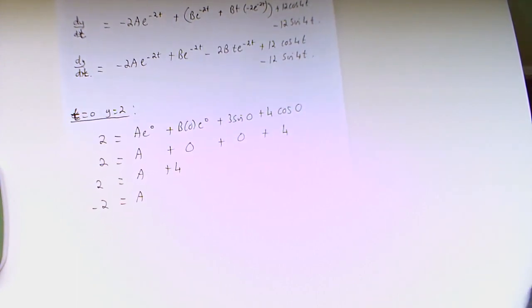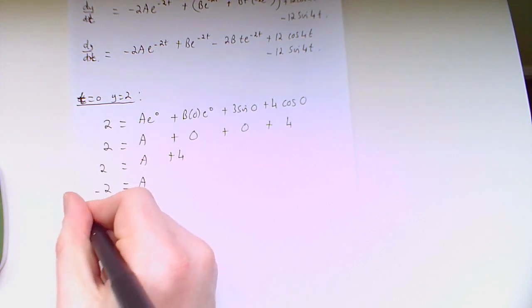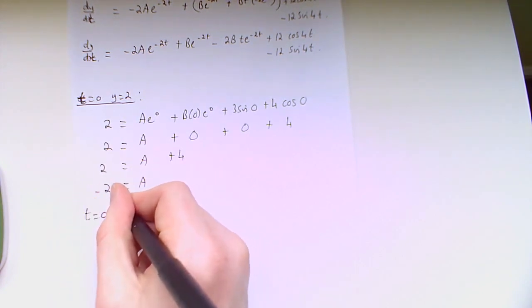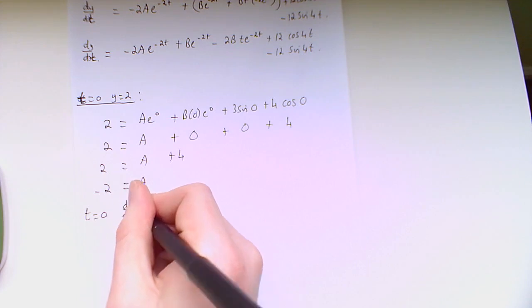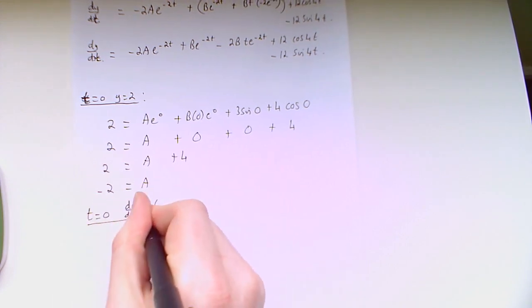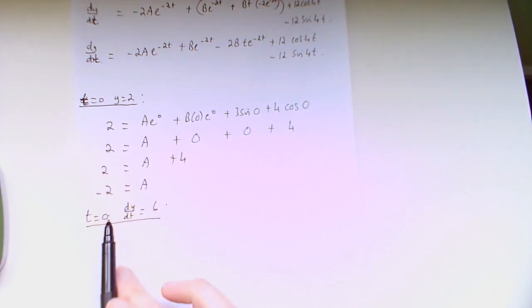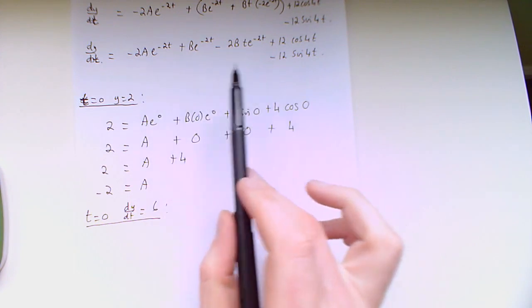Right. Same for the next one. So the next initial condition was when t equals 0, dy by dt is 6, or y dashed 6. Means the same thing. I just try and keep the terminology the same throughout everything that we've been doing. So I'm going to be substituting these into this equation here.